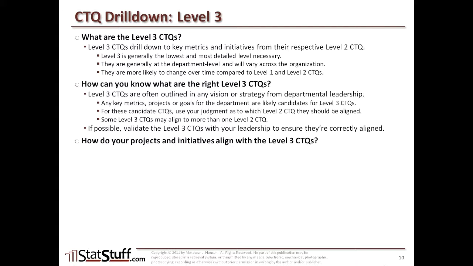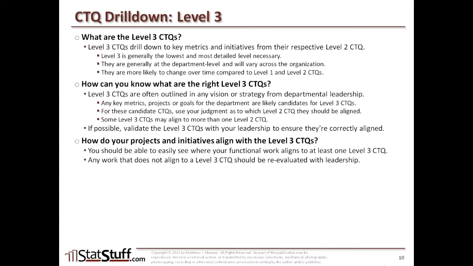So how do your projects and initiatives align with these level 3 CTQs? This is really where the rubber meets the road. You should really be able to see where your functional work aligns to at least one of those level 3 CTQs. So if there's any work that you're doing, anything that you work on from a project, initiative, or any actions that do not align to a level 3 CTQ, I would challenge you to try to reevaluate the value of that project or initiative, working with your leadership, because it may not be as critical as you think.